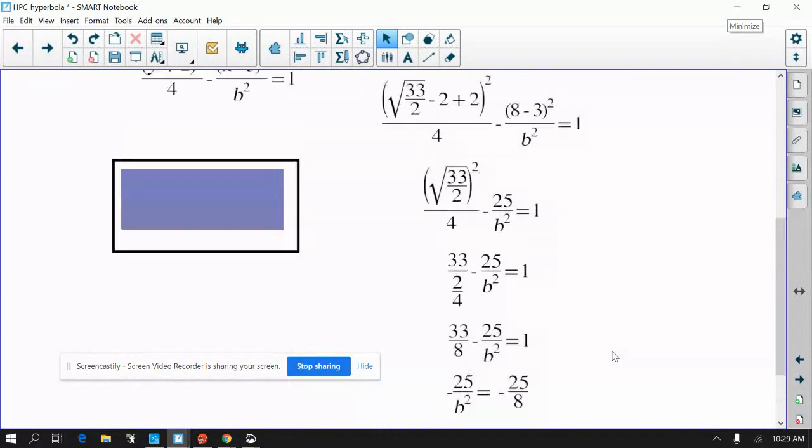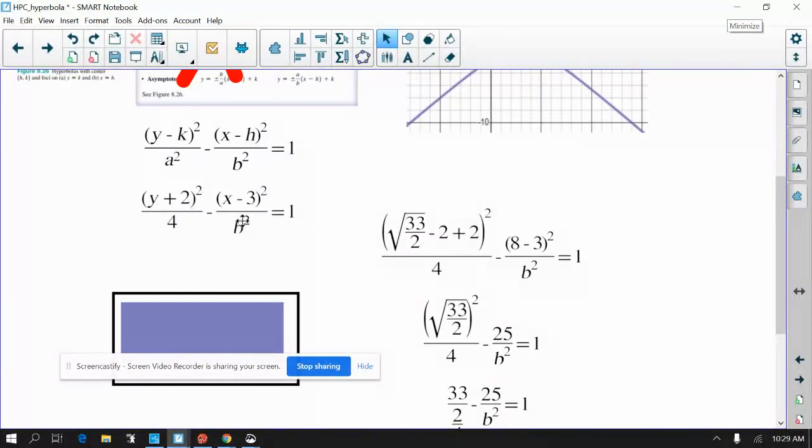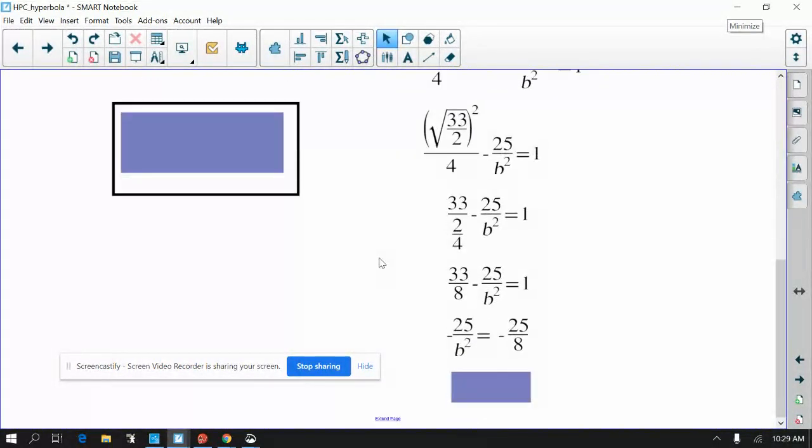We need to find b squared. Remember, see how close we got? All that's keeping us from our final answer is this b squared. And can't we see what b squared is right now? We don't need to know what b is. I don't need to solve anymore.